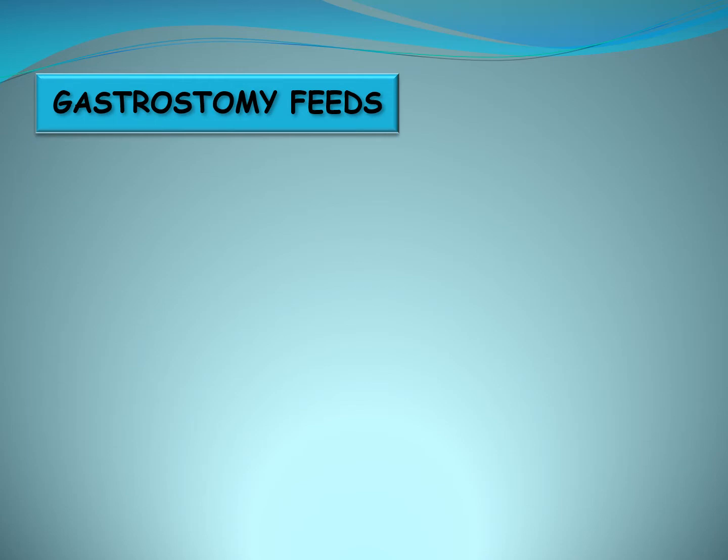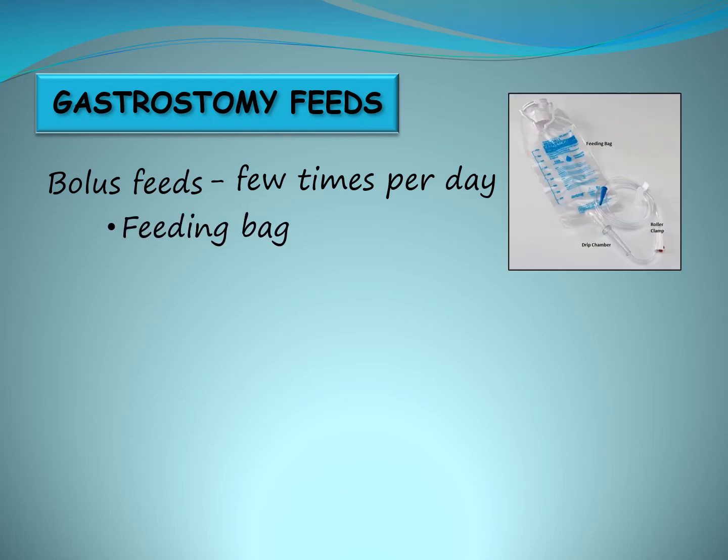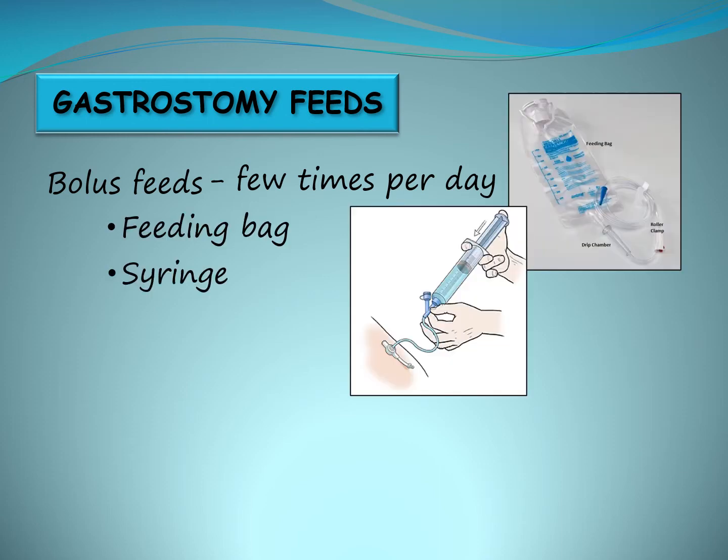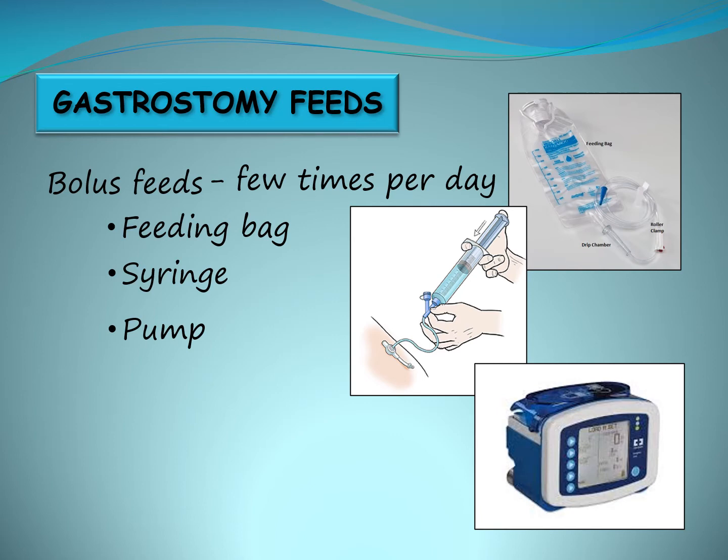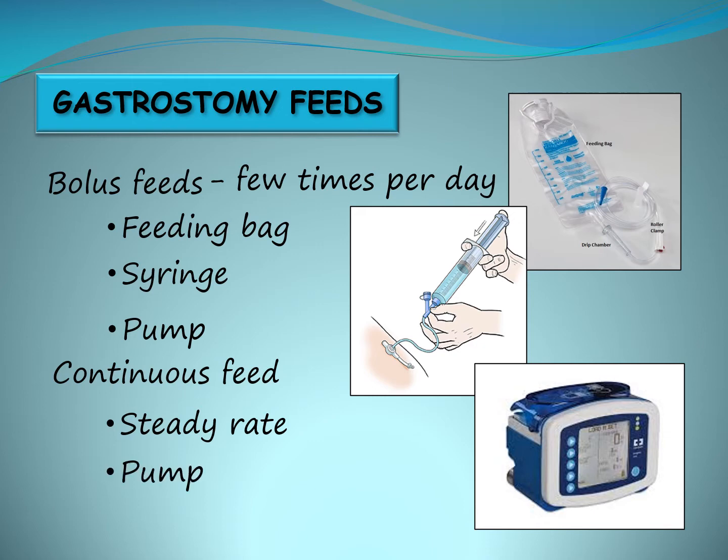There are two types of gastrostomy feeds. Bolus feeds are done a few times per day. They are given by feeding bag, syringe, or pump. Continuous feeds provide the feed at a steady rate for as many hours as needed. They are given by pump.